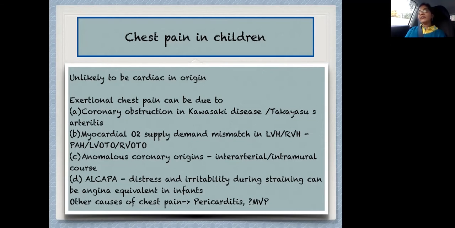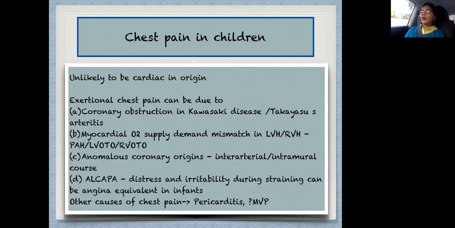Or it could be from an anomalous coronary origin. Sometimes the coronary can originate from the inappropriate sinus and go in between the arteries, or could be intramural, and this can lead to symptoms. Sometimes the presentation is with syncope and sudden cardiac death in athletes as well. So this is an important thing to remember.